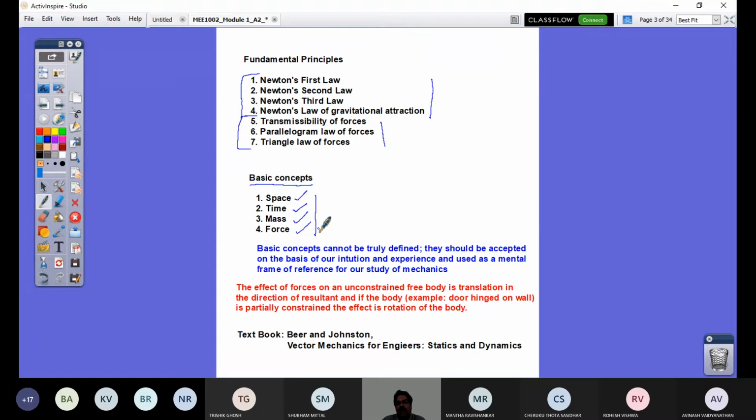So these quantities we cannot define explicitly. These are concepts that cannot truly be defined. They should be accepted on the basis of our intuition and experience and used as a mental frame of reference for the study of mechanics. See, these are classical statements. I take all this from the textbook. So we will not have a specific definition. If I have to say what is space, space is the one wherein we could define the position of a particle. Like that I can say, right? So it is how we intuitively feel what space is.